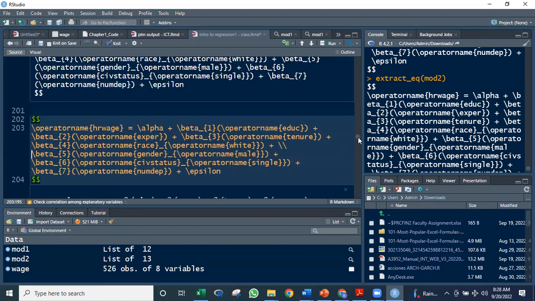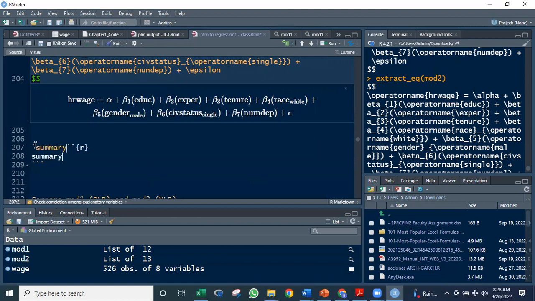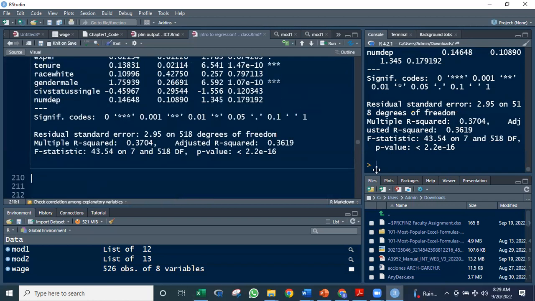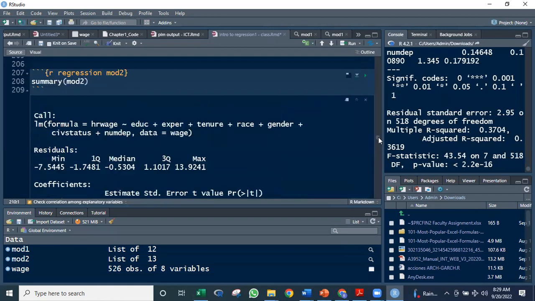This is our regression equation. And then let me Control Alt I. Let's summarize. Summary of mod 2. Actually it's good to give names to this, no? Sample regression mod 2. So that if you take a look at the, let's run this first. So this is the regression line. This is the regression model. Let's take a look at the output.